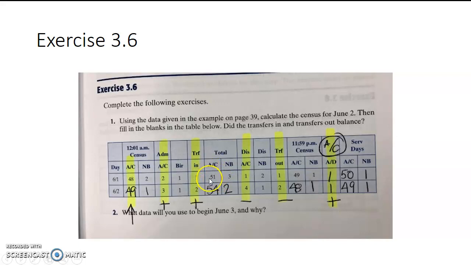So our total matches. Then we're going to take that 51 and subtract the discharges, so we're at 50. We're going to subtract the transfers out, and that's going to get us to 49. All right? And so to calculate this column, the inpatient service days, we have to grab the admissions and discharges. So let's talk about that for a second, because you see I have A/C written here when there was nothing written there in your book, right?